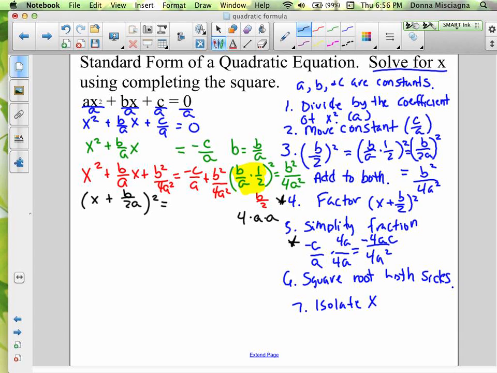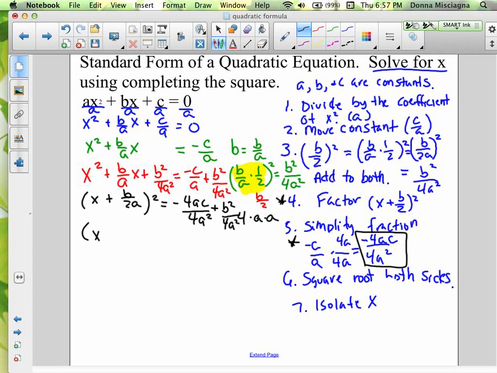And a times 4a would be 4a squared. So that's going to give us negative 4ac divided by 4a squared. Just what we have right here. Right? And we multiply the numerator and denominator by 4a. And then we have plus b squared divided by 4a squared. Now that they have the same denominator, we can combine those.